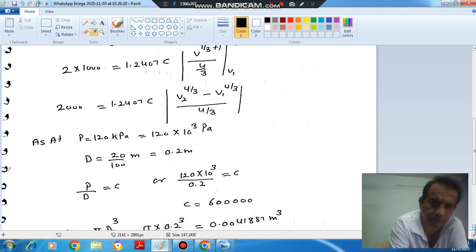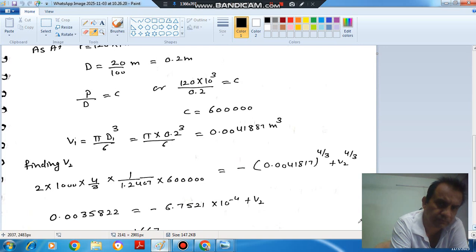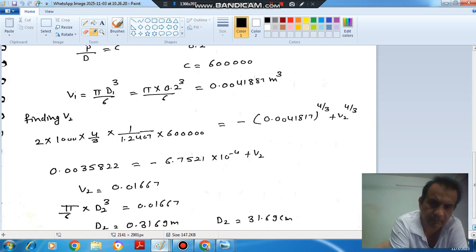So here, putting the value of C, and the initial volume is pi by 6 d1 cubed, that is this value, d1 is 0.2, and C is also known. Here we have 2000. Okay. So we can find out V2, and V1 is also known. So V2 will be 0.01667, and from this, using the formula pi by 6 d2 cubed, we can find out the final diameter. So that is 31.697.